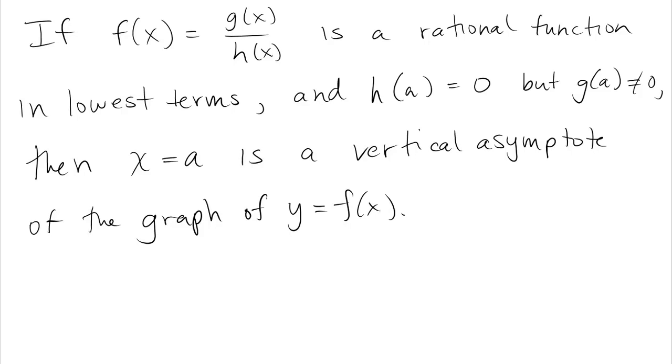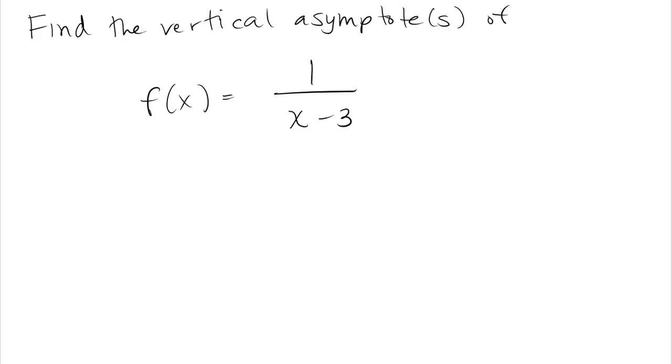Here's a simple example of determining where a vertical asymptote is. Find the vertical asymptote, or asymptotes, we'll pretend like we don't know how many there are, of f of x equals 1 over x minus 3. You can see this function is already in lowest terms, there's no way to reduce this.